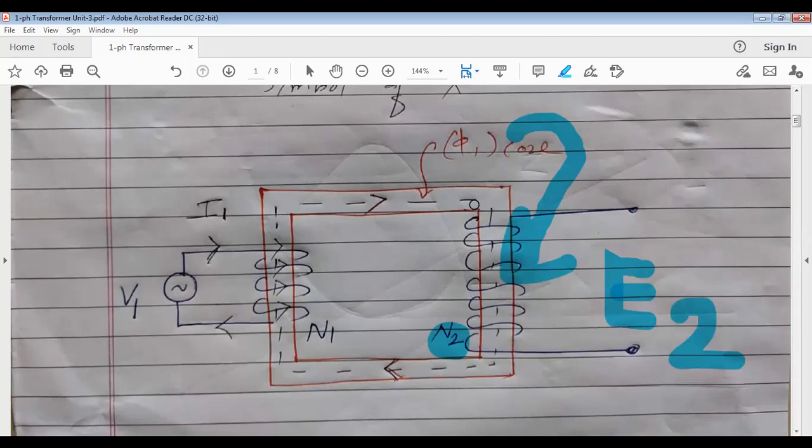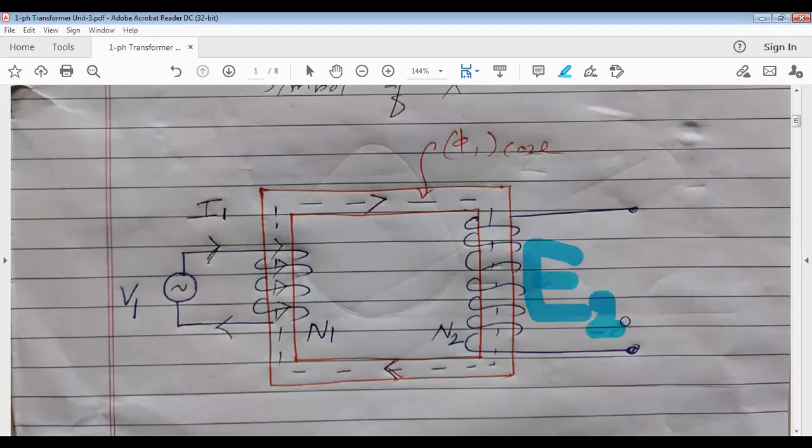Now, as E2 gets induced here on the secondary, is the secondary open or closed? See, this one is the secondary. Have we connected any load across it, meaning a lamp or any electrical load? In electrical engineering, load means any equipment, instrument or machine which requires electricity for its operation, which operates on electricity. So is any electrical load, for example a lamp, connected across this secondary, or is the secondary open here?